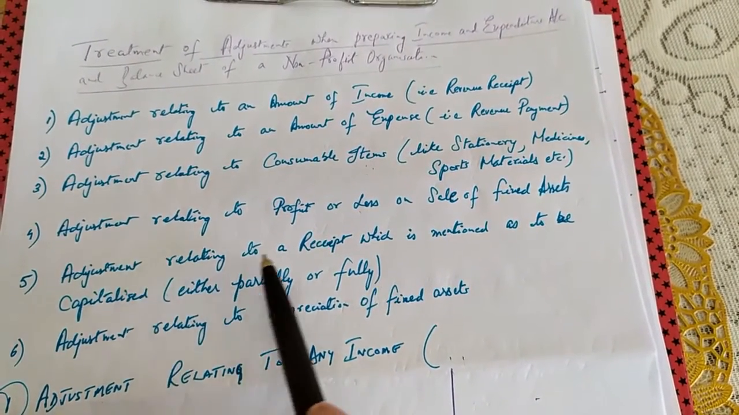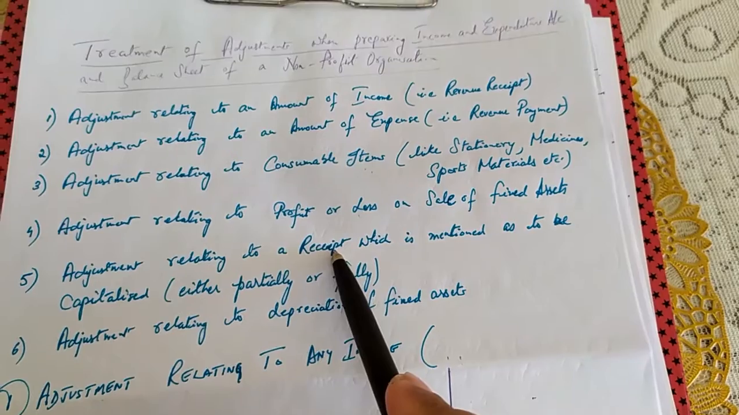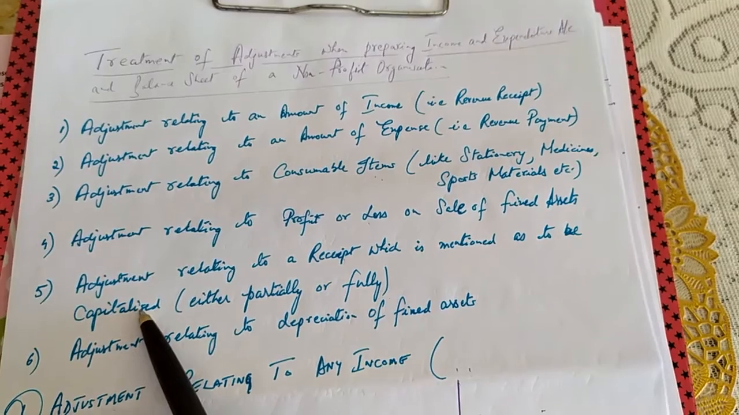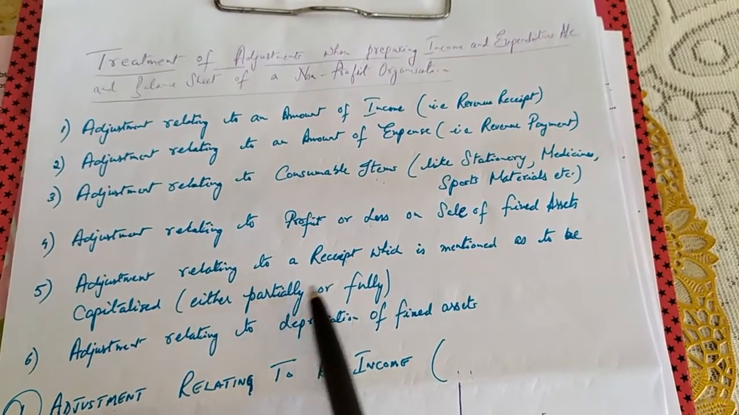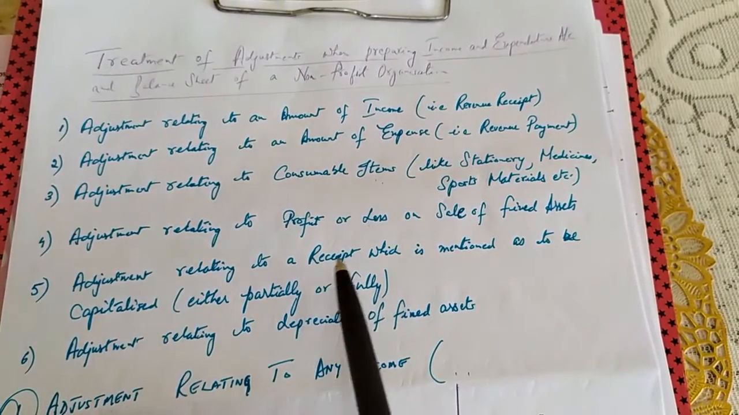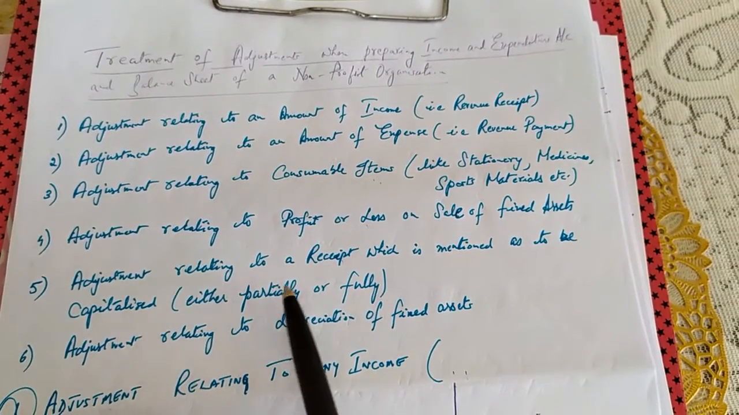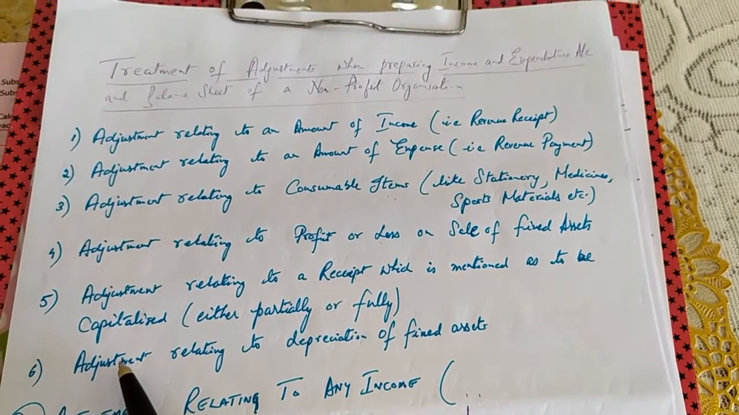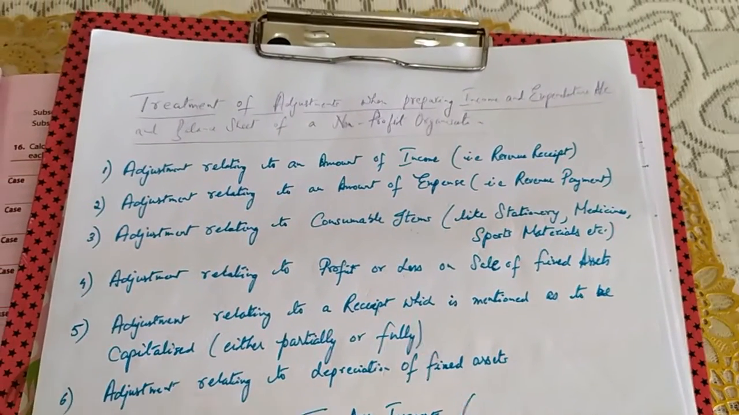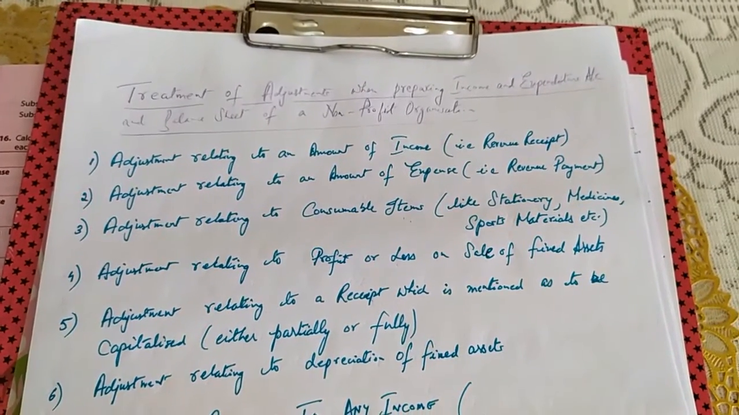In relation to certain items of receipts, the adjustment may be like, if any receipt is to be capitalized, if it is mentioned that some part of the amount of receipt has to be capitalized, either partially or fully, then such an adjustment has to be done on that receipt according to the instruction for capitalizing it, whether partially or fully. And there also is a common adjustment relating to depreciation of fixed assets. So let us start one by one how to deal with such adjustments.